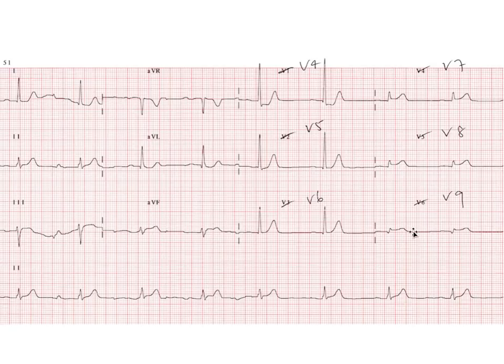So this is also a MI that we need to get taken care of. This is a posterior MI, so we don't want to give any nitro. That's very important.